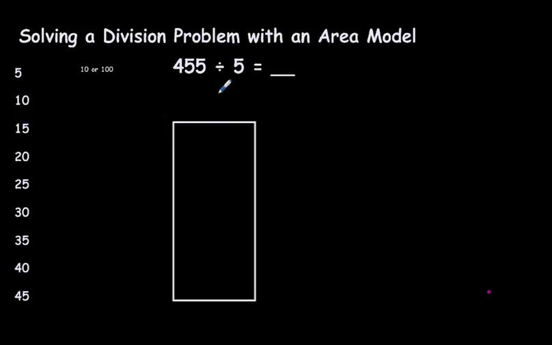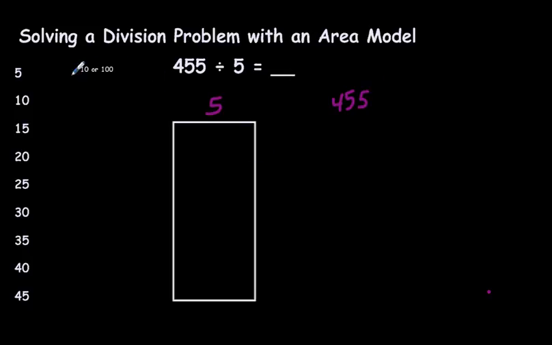So let me show you real quick a couple of ways that you can use to solve this problem. We're going to start out by putting my divisor on top. Unlike partial quotient or algorithm, the divisor goes on top. Now I'm going to put my dividend over here to the side so that I can keep track of how much I've taken away.